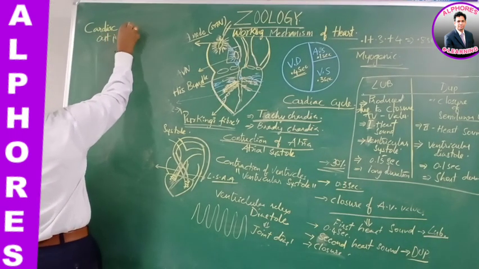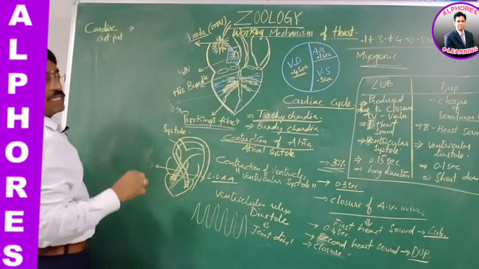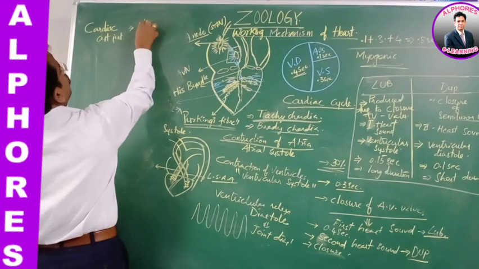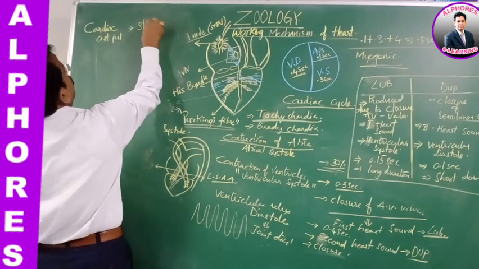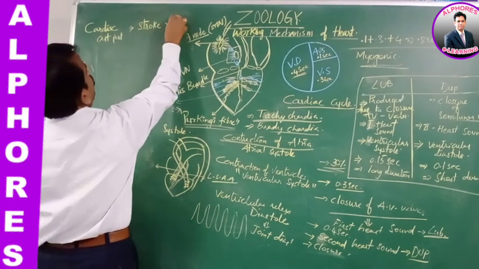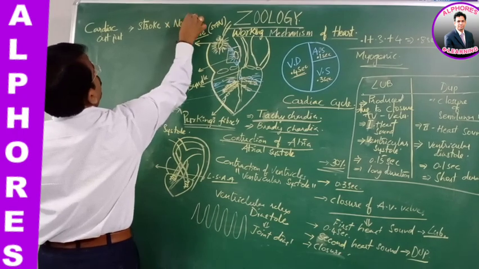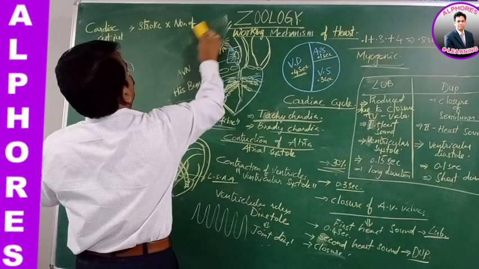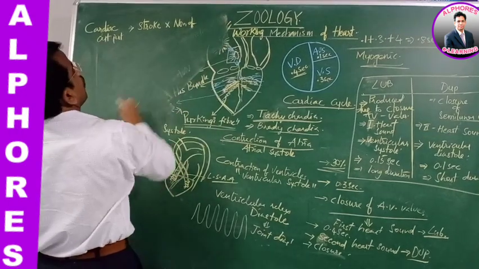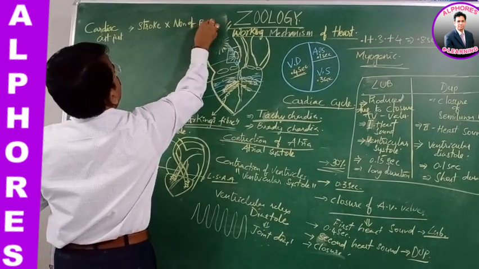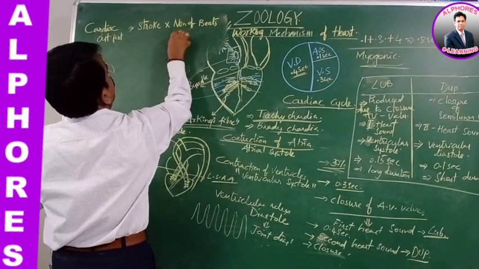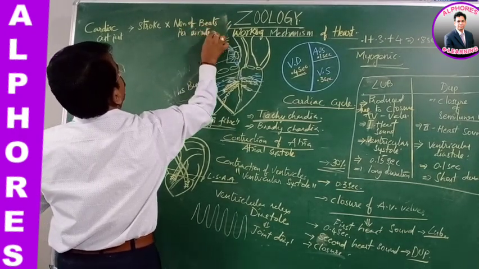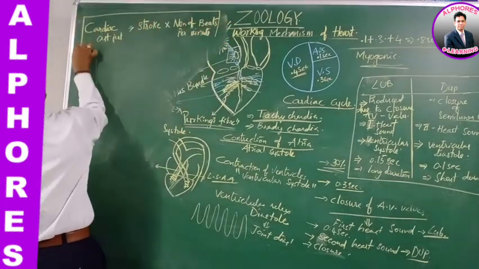Cardiac output can be written in terms of an equation: the stroke volume into the number of beats per minute. Stroke volume into number of beats per minute. Look here, cardiac output.